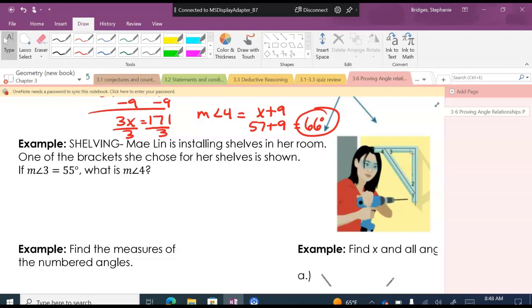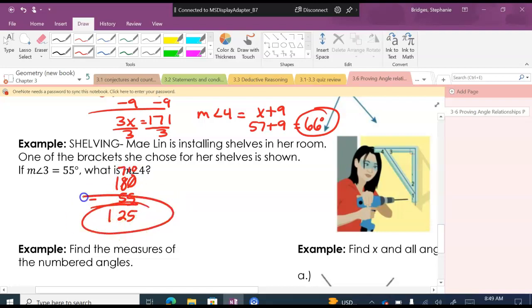Look at the picture over there to the right. What do you know about angle 3 and angle 4? What do they give you together? They are supplementary, which means they give you 180. So if angle 3 is 55, how do I find angle 4? Subtract it from 180, right? If the two of them give you 180, what does that give you? 125.